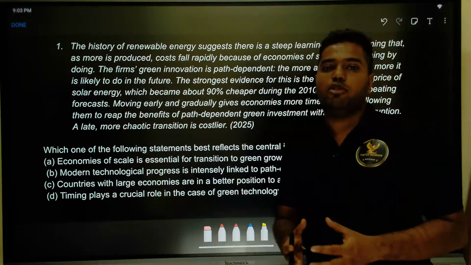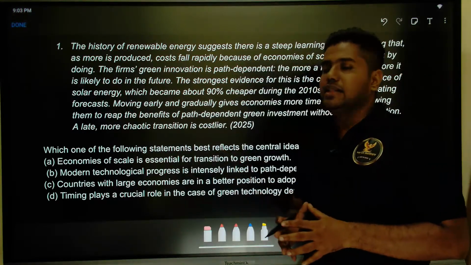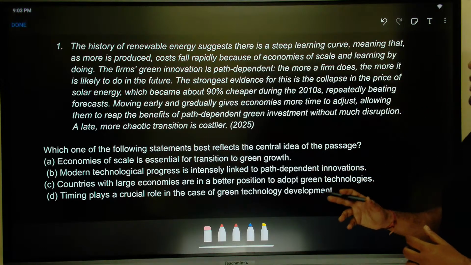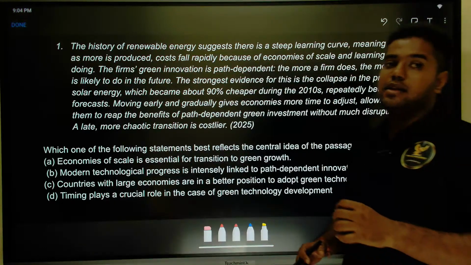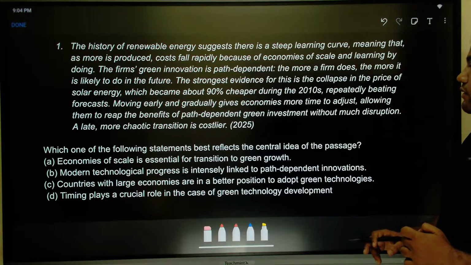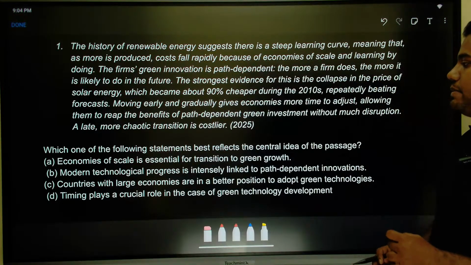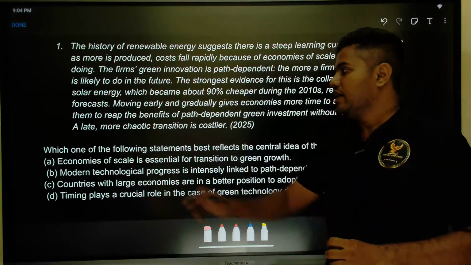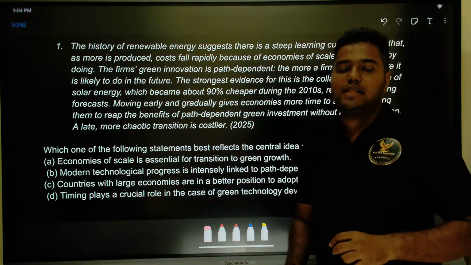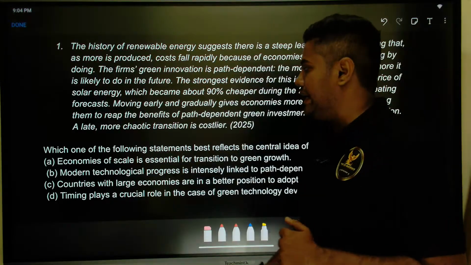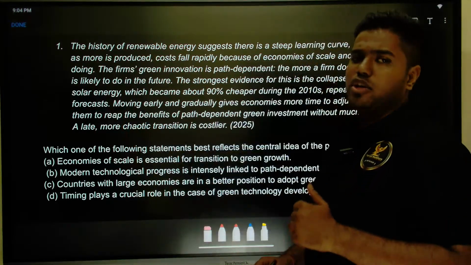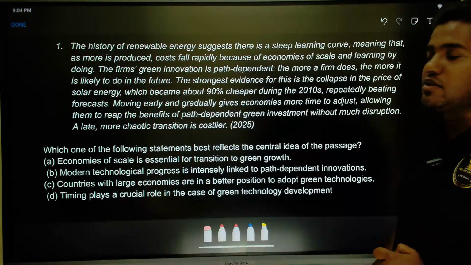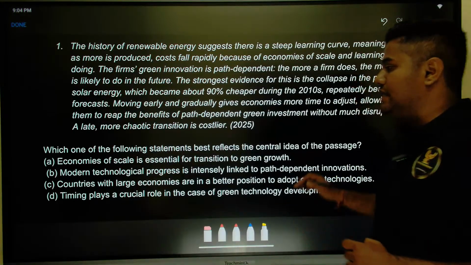So he was talking about a couple of parts, right? Two parts, moving early and moving late. Moving early gives you more time to adjust, allowing them to reap the benefits of path dependent green investment without much disruption. What is the other path he is talking about? He's talking about the late path. So a couple of paths he's talking about: one is the early path, the other is the late path. A late path would be more chaotic, and a more chaotic transition is costlier. So the later path would be even costlier.